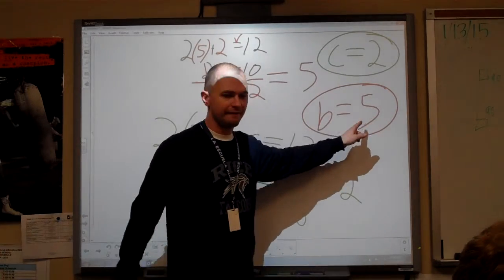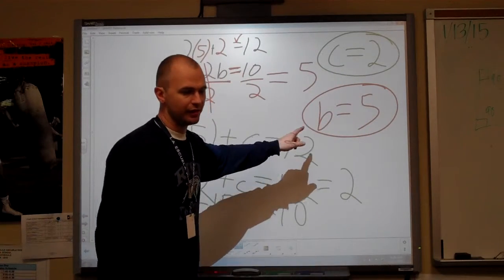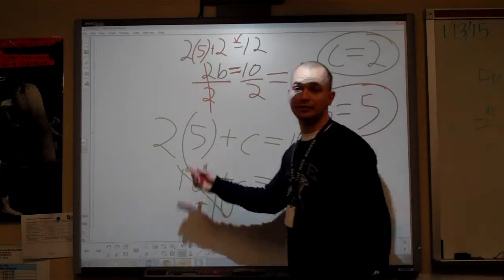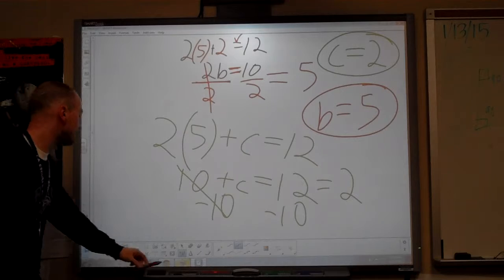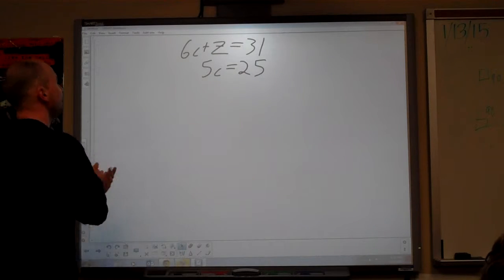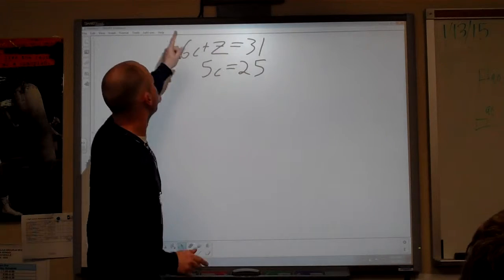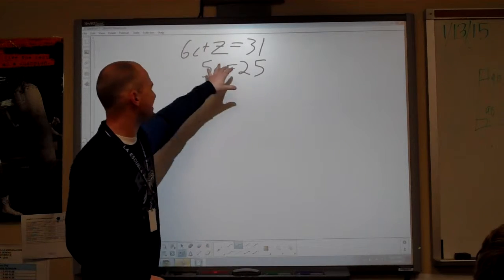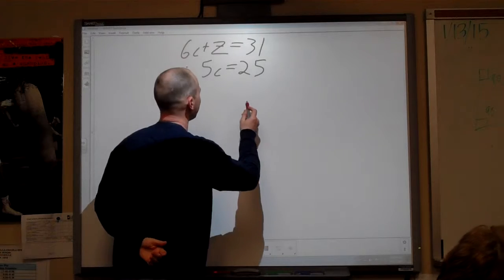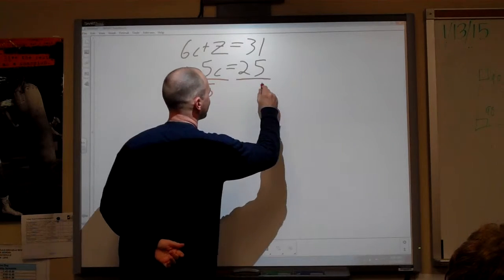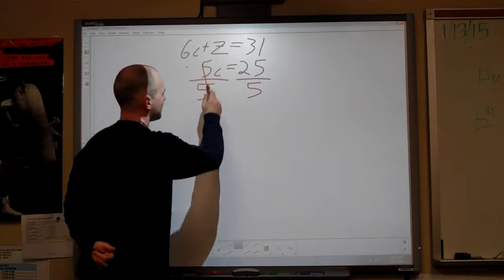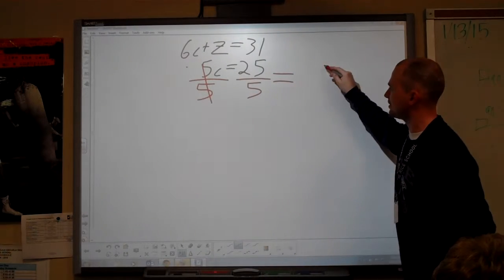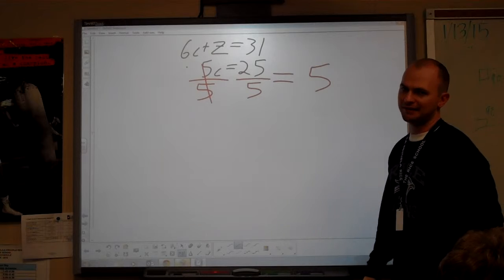b equals 5. Questions on number 5? All right, great. Number 6. 5c equals 25. 6c plus z equals 31. So let's first figure out what c equals. If 5 times c equals 25, divide this side by 5, divide this side by 5. Times 5 divided by 5 cancels out. c equals 25 divided by 5. c equals 25 divided by 5 is 5.